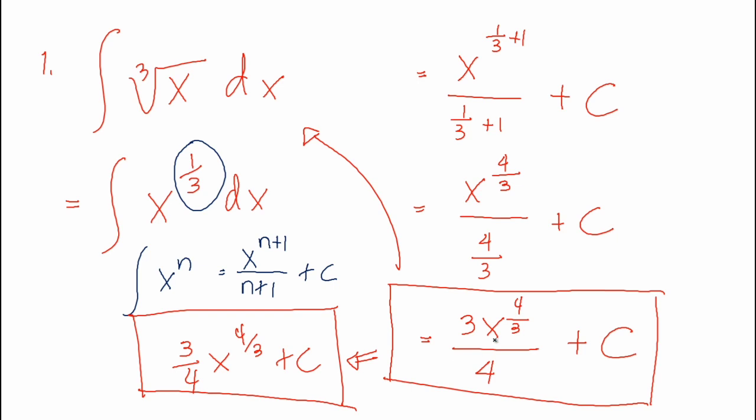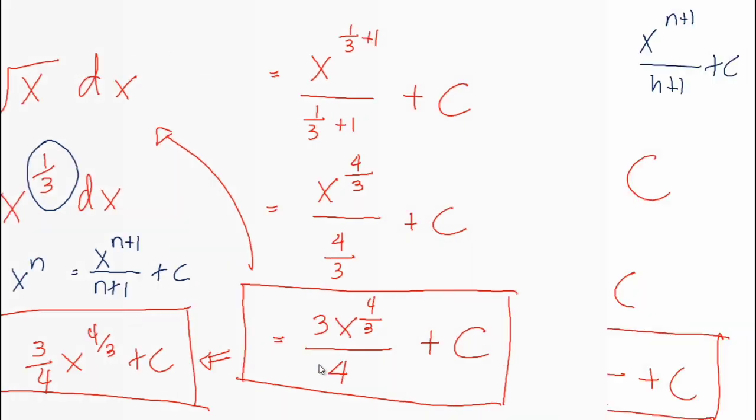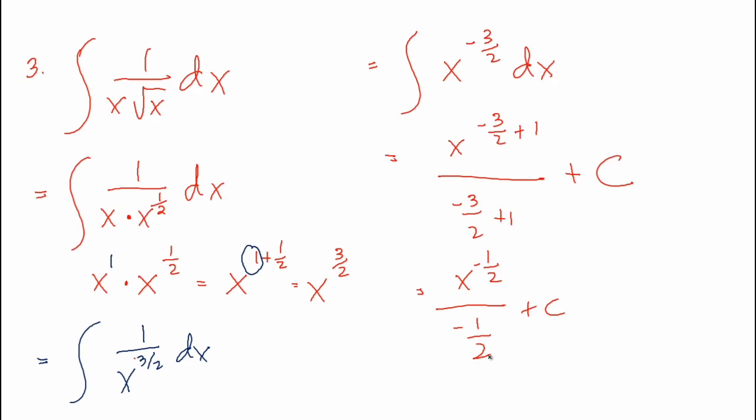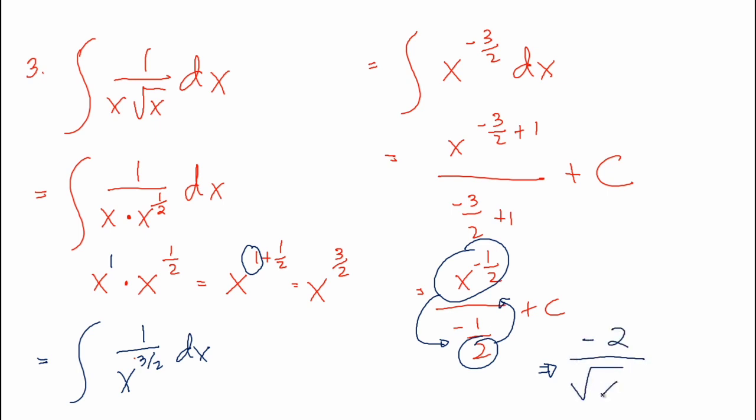This one, number 1. If we have 4/3 here, we can bring the 3, which is the denominator of the fraction, to the numerator. So this 2, we can bring here, and we can bring this whole function to the bottom because it has a negative exponent. And we will now have our final answer, which is negative 2 over square root of x plus c. So this is now your final answer for example number 3.